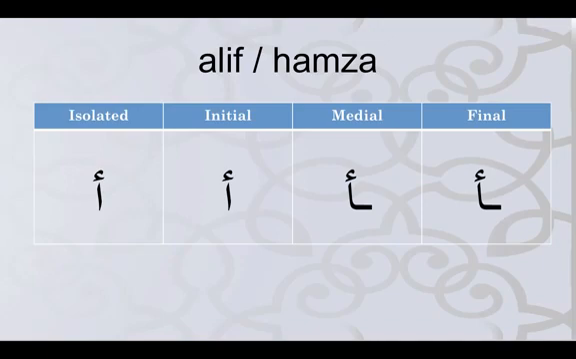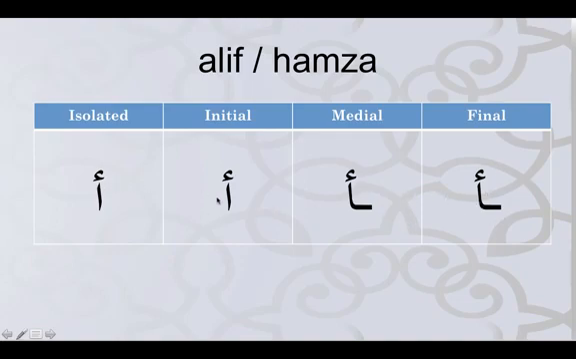So this is a letter, and its isolated form is the hamza. The letter is the alif or the hamza. And if you don't know the difference between the alif and the hamza, go back to section 1, lesson 2, and you will know. I covered that in there. This is the isolated form of the letter alif or the hamza. This is the initial form, this is the medial form, and this is the final form.